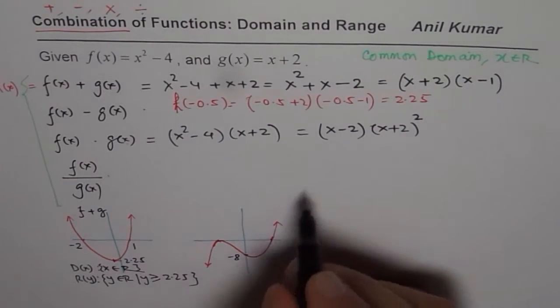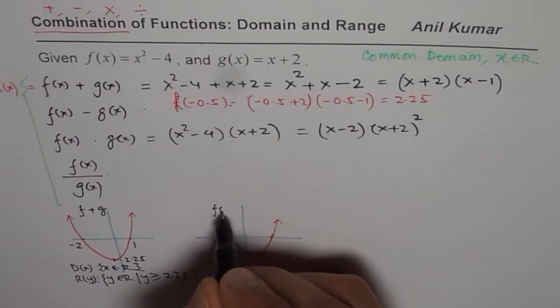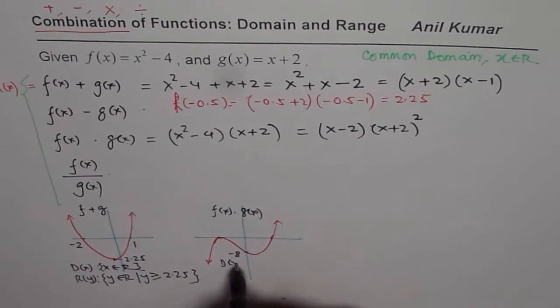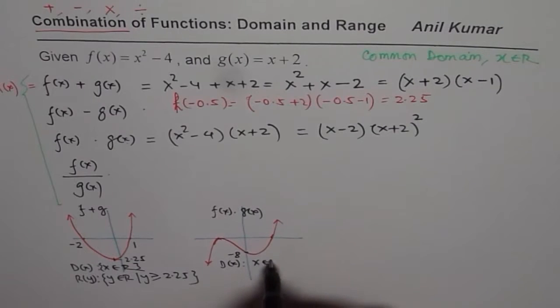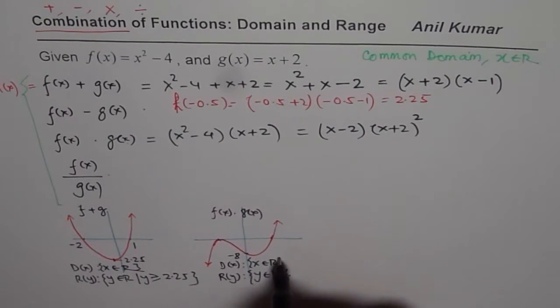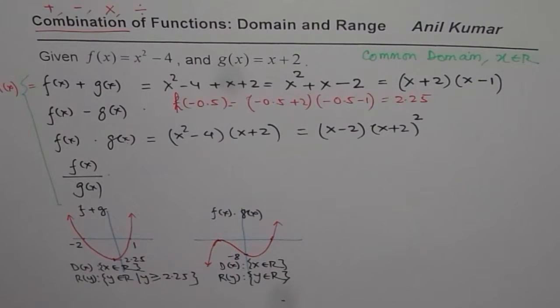This is a cubic function, right? So we are doing f of x times g of x, right? Here we have domain, which is x belongs to real numbers, and range, which is y belongs to real numbers, correct? So both are all real numbers. So that is what you get when you do the product of these two functions, the cubic function.